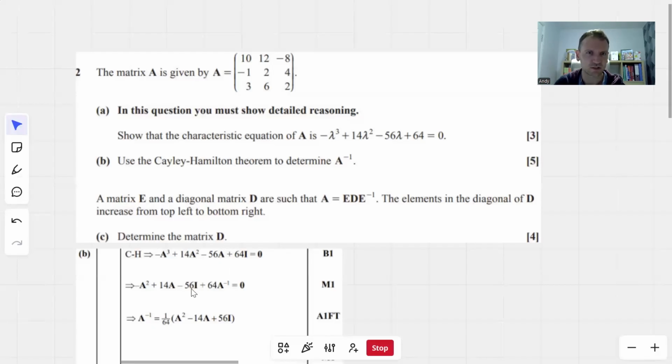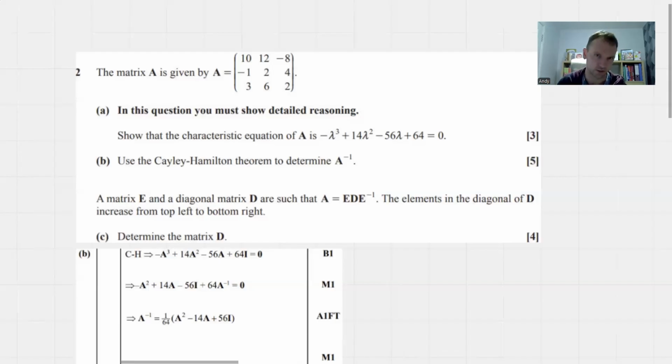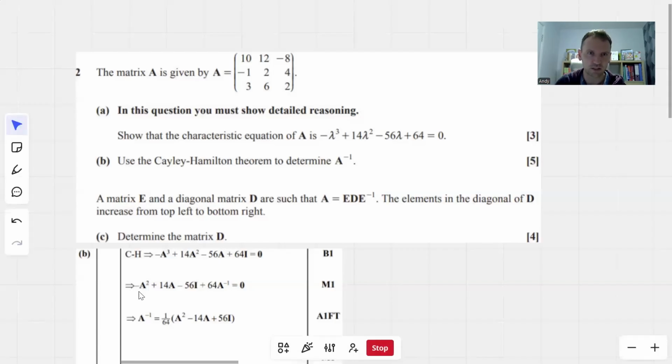Then we want to multiply everything by A inverse. The mark scheme, or the examiner's report maybe, explicitly said they did penalize you if you said you were dividing by A. We can't divide by a matrix. We can multiply by the inverse, which is the analogy in this case. So that's what we're doing here. We're multiplying through by A inverse, and then we can rearrange to get A inverse in terms of A squared.